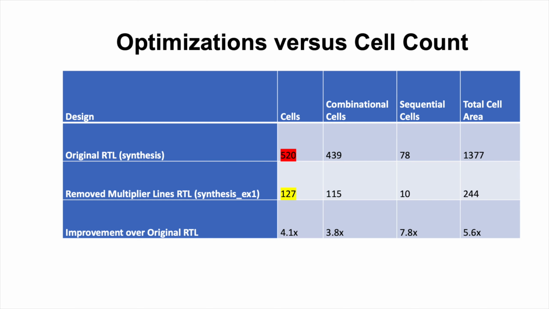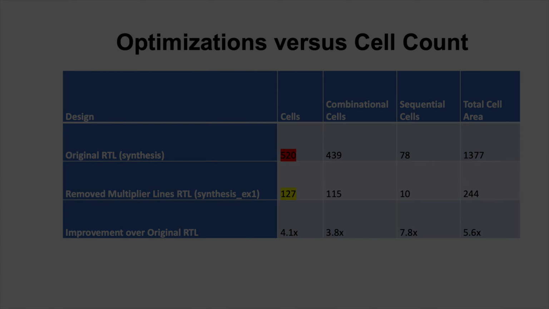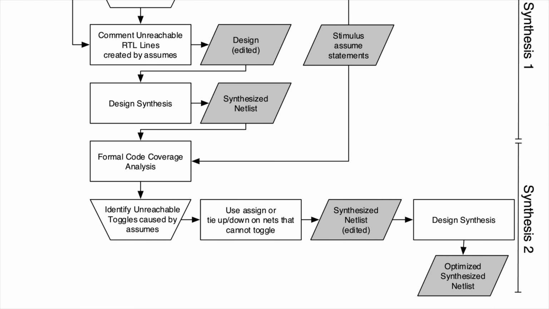You can actually do another round on the design. If we look at the flowchart here, we're going to start with the synthesized netlist that was created in part one that had the reduced logic on it. Then we're going to put in the stimulus assume statements, and this time instead of running line coverage, we're going to be running toggle coverage on the design. And we're going to see other toggles that are not possible anymore because of our stimulus assume statements. And if those toggles are not possible, we can actually tie up or tie down those signals in the gate level netlist. And then we can put it back into design synthesis.